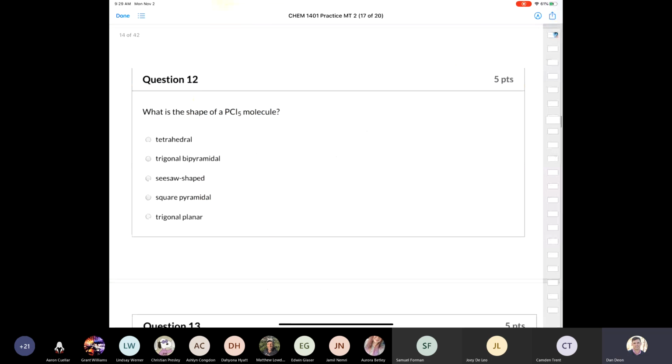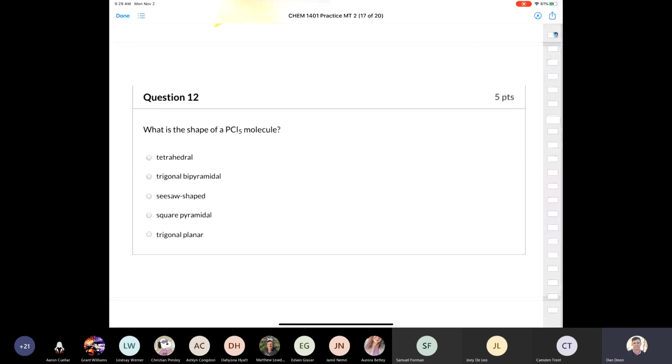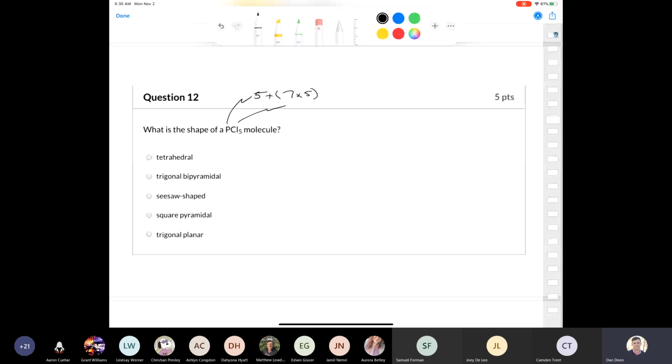Okay, what is the shape of phosphorus pentachloride? First, let's tally up the total number of valence electrons. Phosphorus has 5 valence electrons. Chlorine is a halogen. It has 7 valence electrons times 5. So I have 7 times 5, which is 35 plus 5. That gives me a total of 40 electrons.